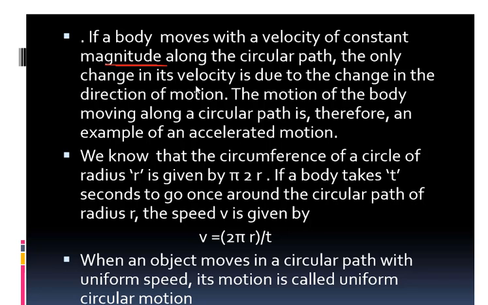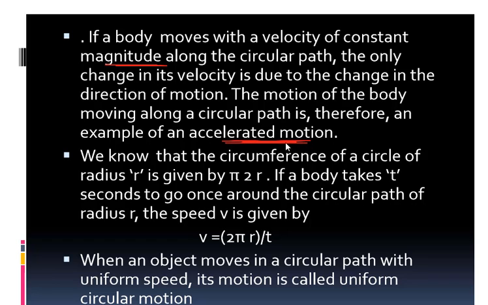So velocity is nothing but speed plus direction. The body has to have speed as well as direction. So the speed of the body remains constant, that is 40 km per hour, 50 km per hour, 60 km per hour, whatever it is in a circular path. But along a circular path, at each and every single point, the direction of the motion, that means the direction in which the body is moving, changes. The motion of a body moving along a circular path is therefore an example of accelerated motion. So this can be an example of accelerated motion.